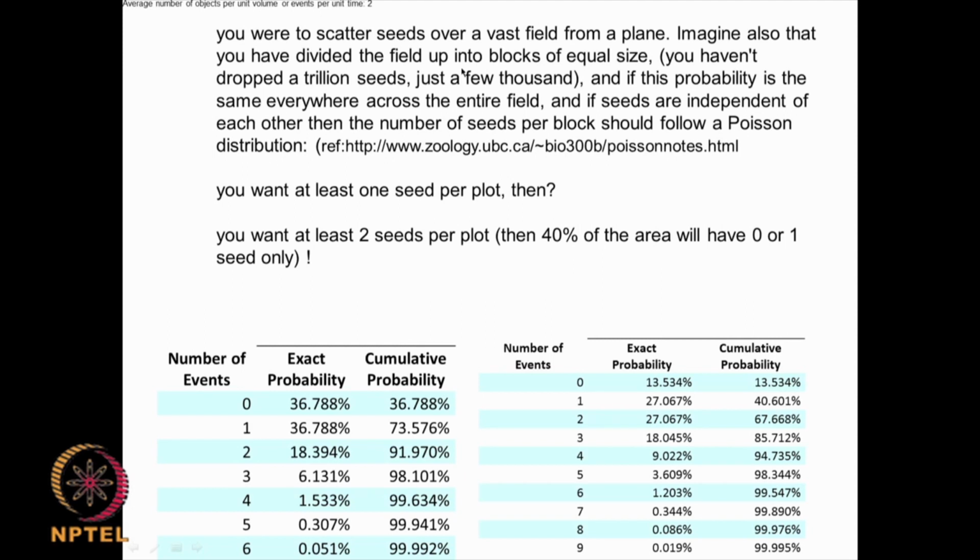So, we can again use the Poisson distribution. As we can see, at least one seed we can have about 36%, and for at least 2 seeds per plot you can have 40%. That means 2 seeds, 0 or 1 seed it could be. Like that we can calculate using the GraphPad software.